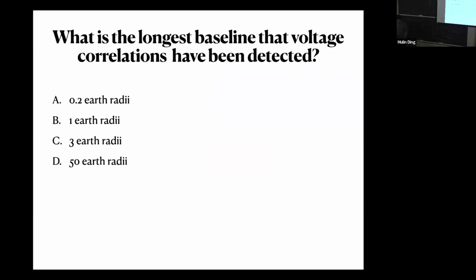Okay. This is a question for you guys. What is the longest baseline at which these voltage correlations, this VLBI, have been detected? Is it 2/10 of an Earth radius, 1 Earth radius, 3 Earth radii, or 50 Earth radii? 50 Earth radii is like the moon distance.